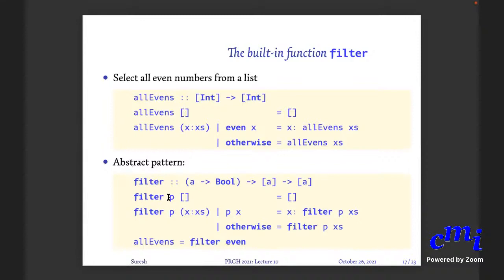Filter of p. p is some predicate that you apply on the values of type a. Filter p of the empty list is the empty list. Filter p of x colon xs is, in the case where p x is true, you include x in the output list: x colon filter p xs. Otherwise, you do not include x in the output list. You just say filter p xs. Armed with this, you can express allEvens as filter even. That's all. You don't need to write this explicit equation.